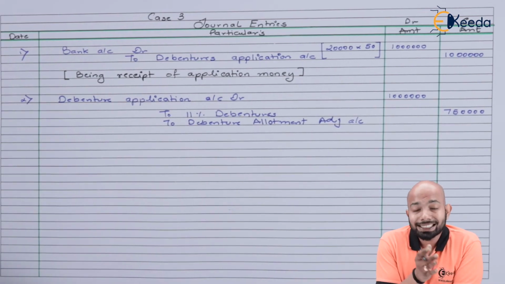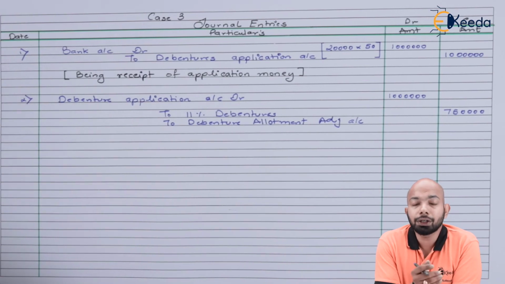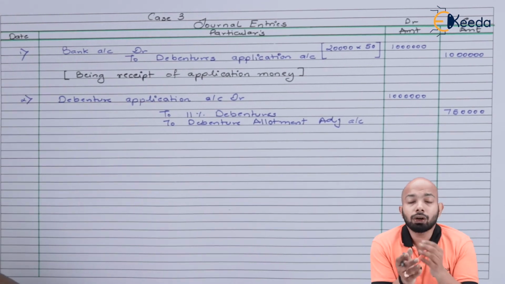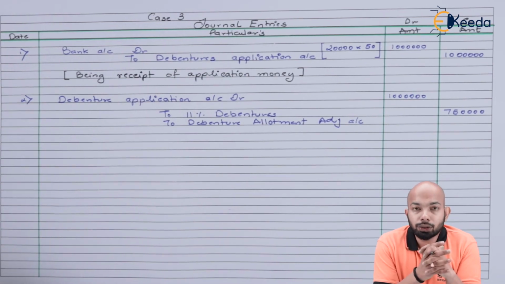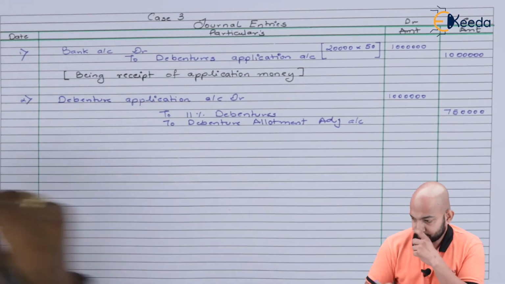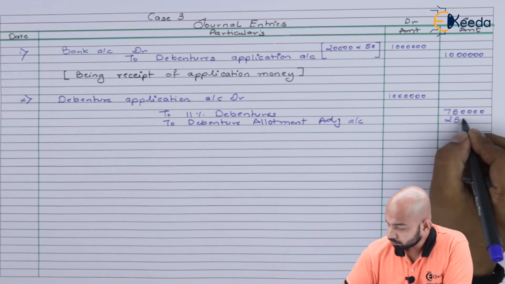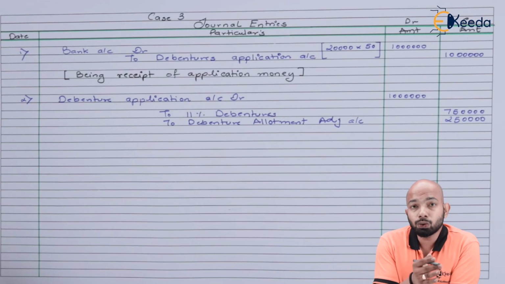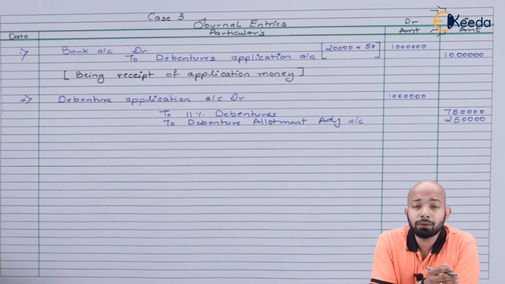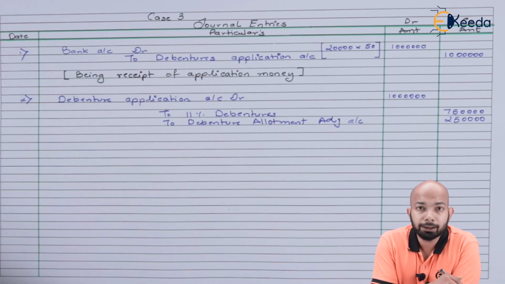So out of 10 lakh, 7 lakh 50 only can be transferred. The rest, whatever is left, is referred to 15,000, or rather additional 5,000 what we have received. That is 2 lakh 50,000 total here. Let's mention that. Now this 2 lakh 50,000 can be utilized when we are supposed to receive the allotment money.